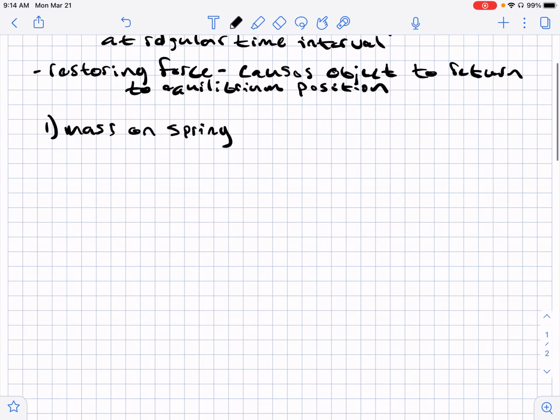Now, this can be one of two types. We could have a vertical spring, and a vertical spring would look something like this, where I have a spring that's attached to some kind of rod, and it's hanging vertically. And then there's some kind of mass attached to it. And then we could pull that mass down and stretch it out, so it looks something like this.